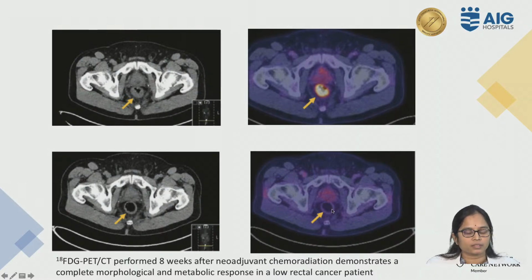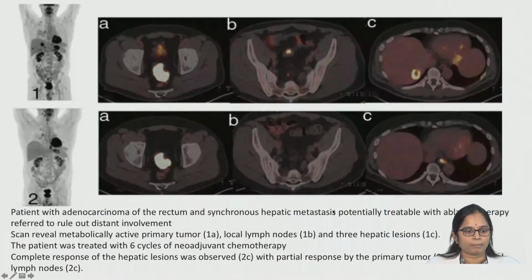So the prognosis is good if the patient is responding. Another example, where the upper images are the baseline images and the lower images are the response assessment. This is the maximum intensity projection image, and these are the axial fused images. This patient had a primary with local nodes and liver lesions.